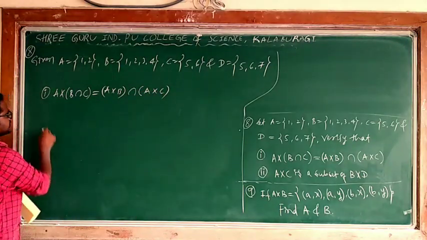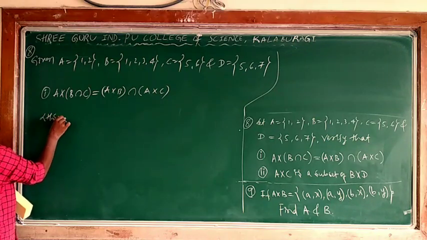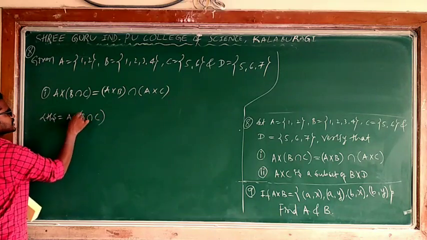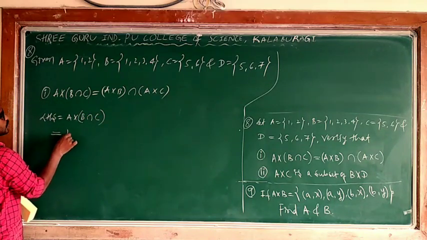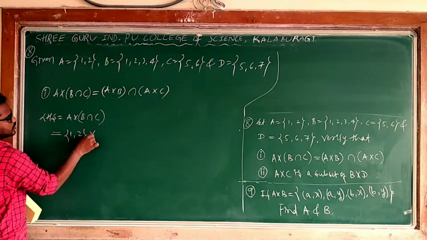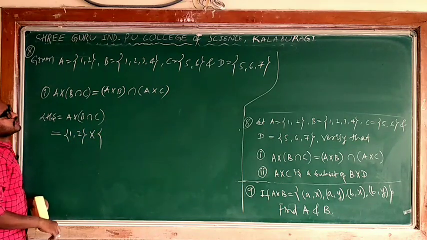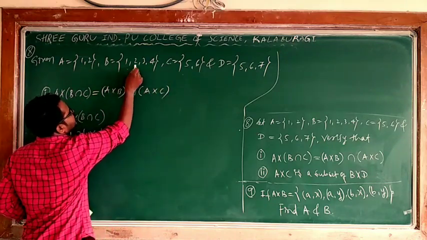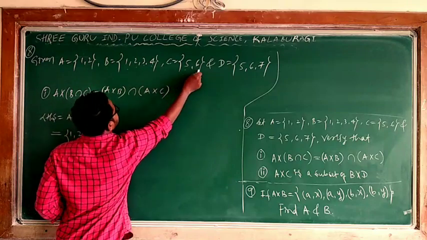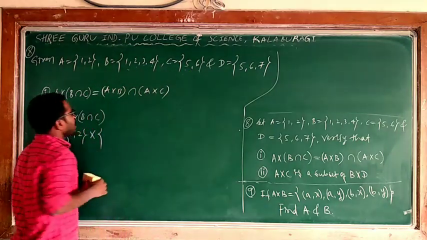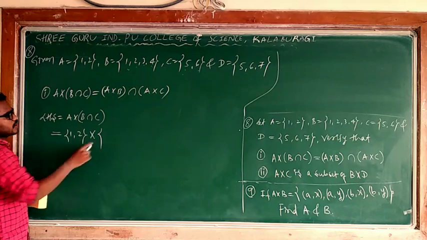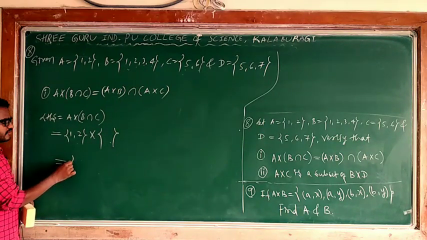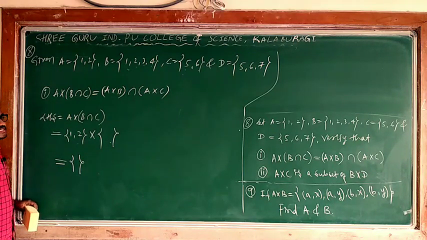So I will take the LHS first. The LHS is A cross (B intersection C). A is {1, 2}. What is B intersection C? It is the common elements between B and C. B is 1 2 3 4 and C is 5 6. B and C have no common element, which means it is empty. Empty set cross any set is always empty. So I got LHS is empty.